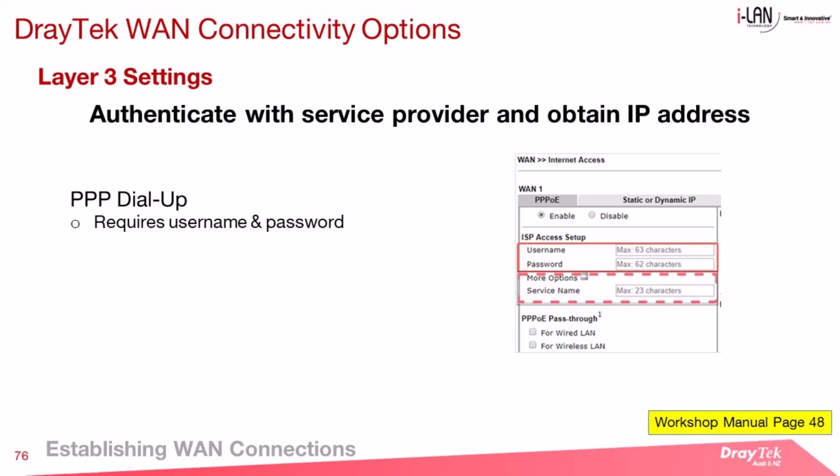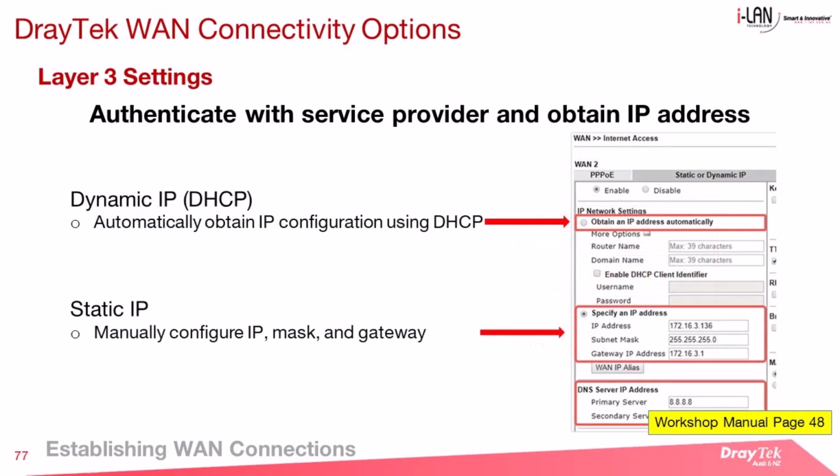There's three common methods used to obtain an IP address. The first is PPP dial-up, which requires a username and password. Next methods are dynamic IP, DHCP, where the router automatically gets its IP by DHCP, and static IP, where you manually enter the configuration details for IP, subnet mask, and gateway.